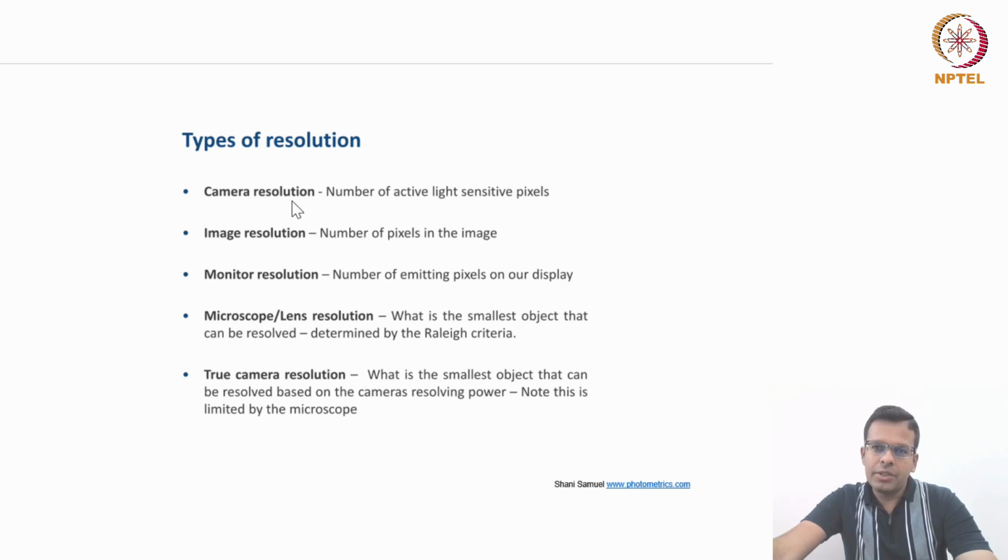So the camera resolution is the number of active light sensitive pixels. Okay, how many pixels does your camera chip have? So the higher the pixel density, the better the resolution. So if your chip is 5 megapixel, that is better than 2 megapixel. Okay. Then the image resolution, the number of pixels in the image. Okay. So how many pixels are there in the image? Then the monitor resolution, so the number of emitting pixels on our display.